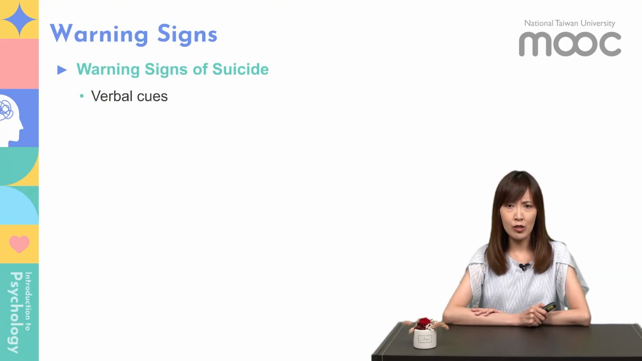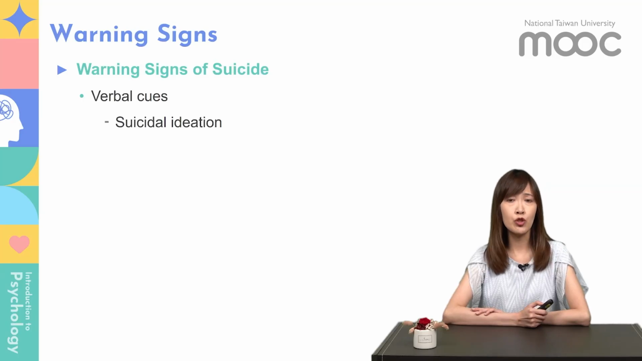People who are thinking about suicide may show some verbal cues. They might be talking about death and dying. They might be talking about suicide. They will show some signs about their suicidal thoughts. So be aware of those signs.